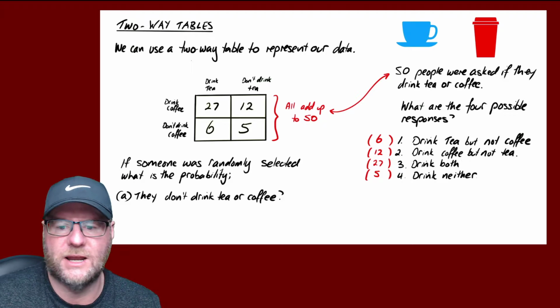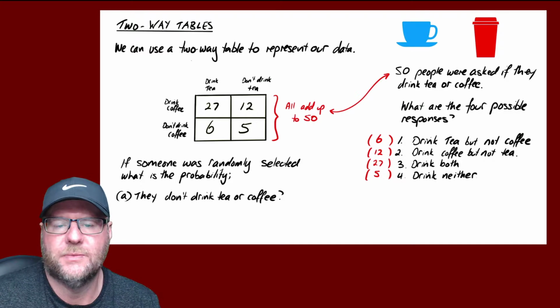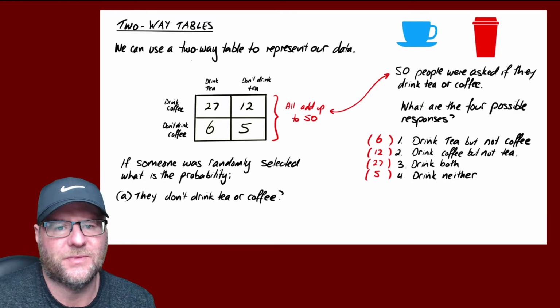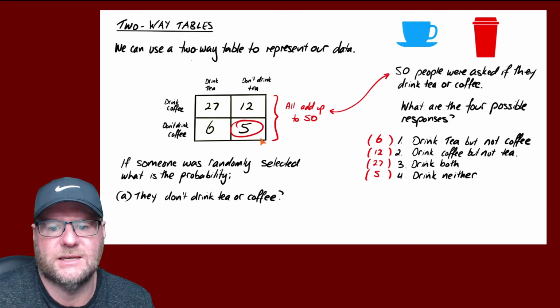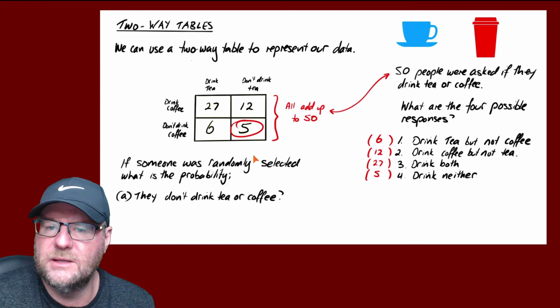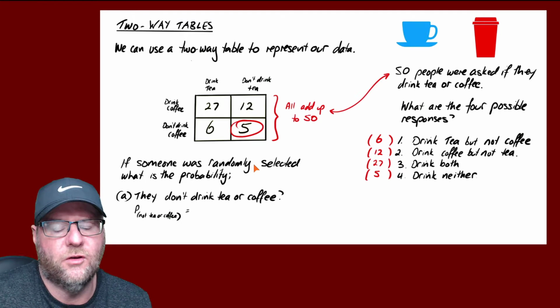If someone was just randomly selected from my group and I ask for their response, what's the probability that they don't drink tea or coffee? So hopefully you can remember from our probability questions. Well, first of all, let's find those people. It's this box here, isn't it? They don't drink tea and they don't drink coffee. They don't drink tea, they don't drink coffee. It's these 5 people.